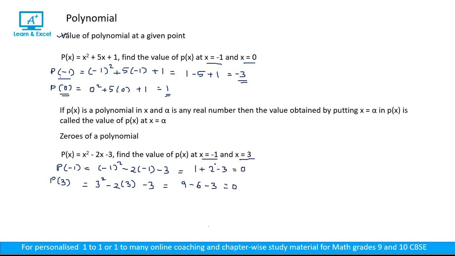So here we can say at x equal to minus 1 and at x equal to 3, our P of x is equal to 0. So minus 1 and 3 are the zeros of the polynomial. A real number k is called a zero of the polynomial P of x if P of k is equal to 0. Let us talk more about zeros of the polynomial in the next video.